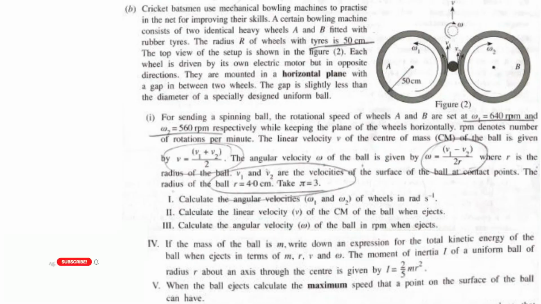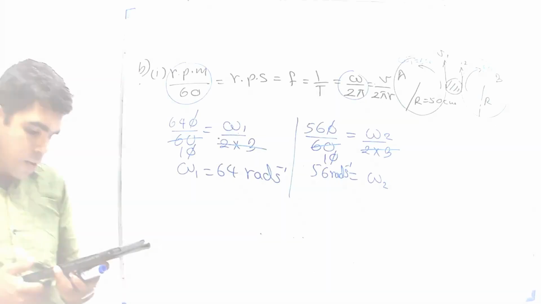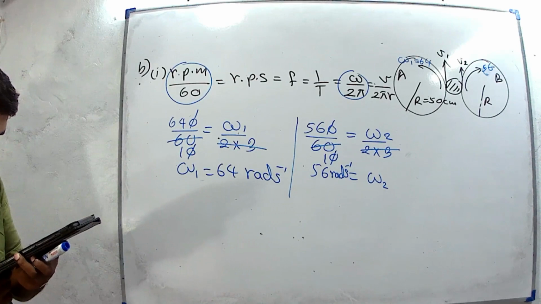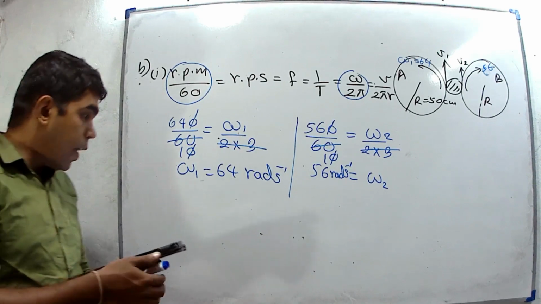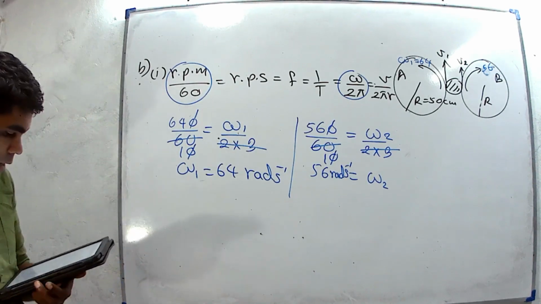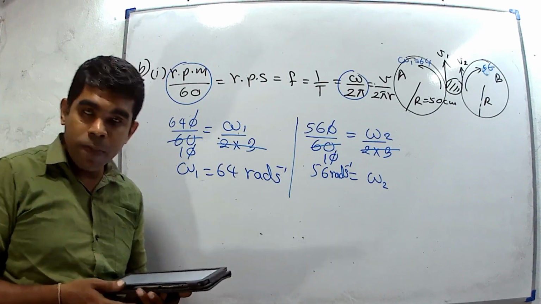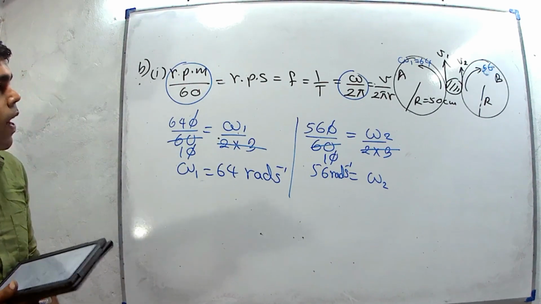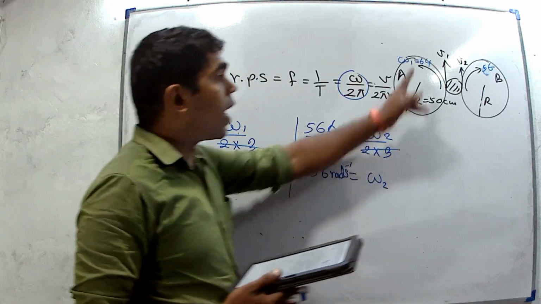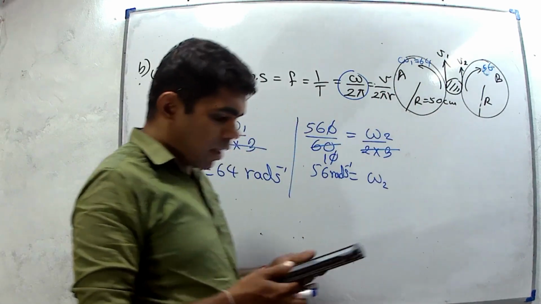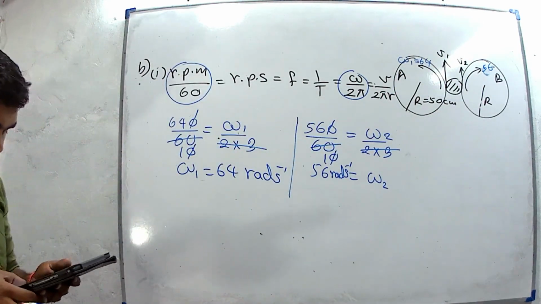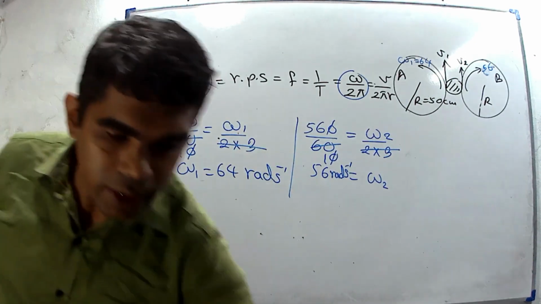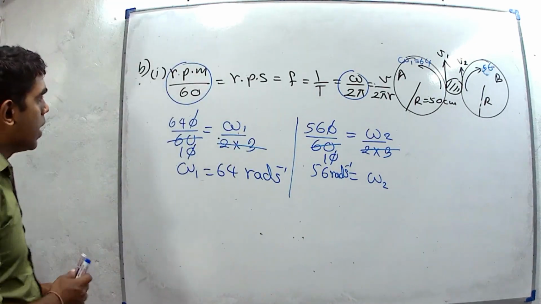Then part 2, calculate the linear velocity V of center of mass. CM means center of mass. Center of mass of the ball when ejected. When finding velocity of center of mass, we have to calculate V1 and V2 first. V1 and V2 are tangential velocities corresponding to the two wheels. Then I will calculate the V1 value.